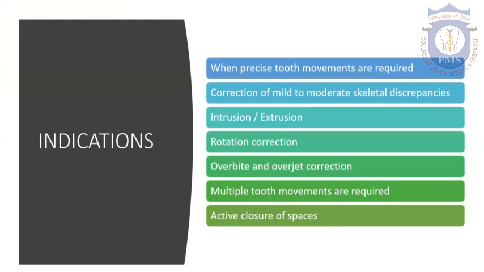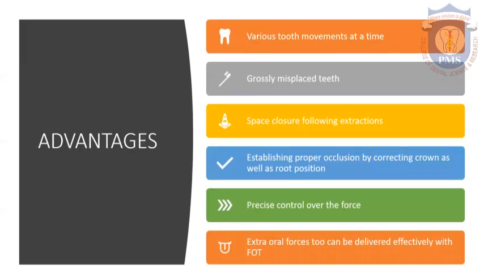Coming to indications, fixed orthodontic appliances are used when precise tooth movements are required, when correction of mild to moderate skeletal discrepancies is required, when we need intrusion or extrusion of teeth, for rotation correction, for overbite and overjet correction, when multiple tooth movements are required. That is, if we need to correct overjet along with rotation correction and overbite correction, multiple tooth movements can be done at a time with a fixed orthodontic appliance system. Then for active space closure.